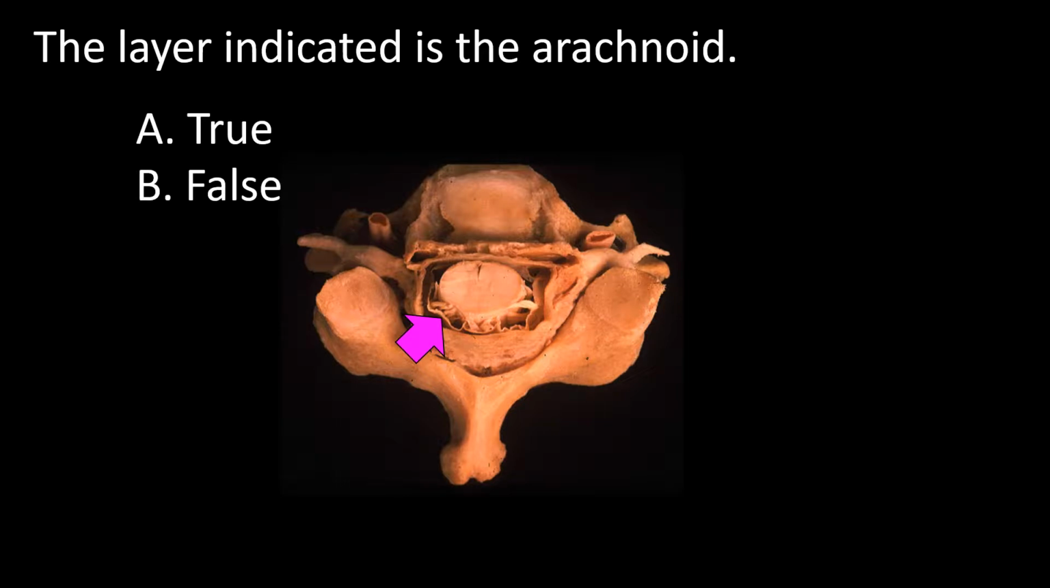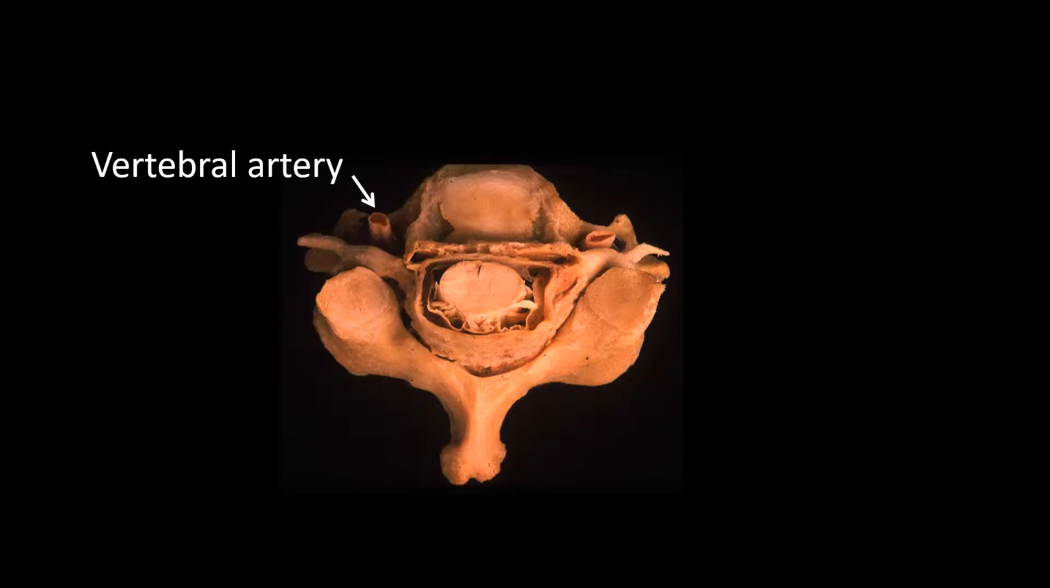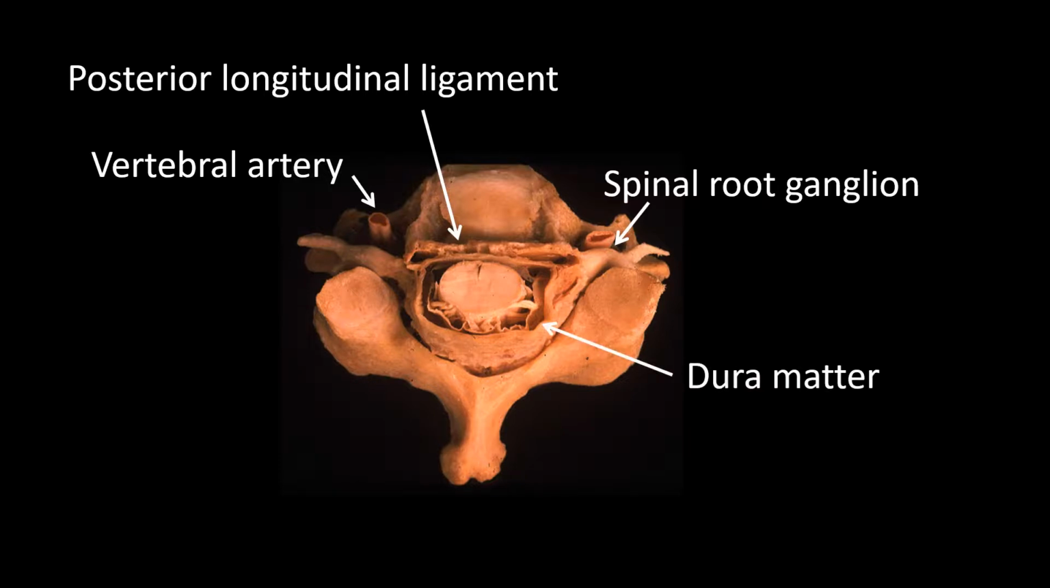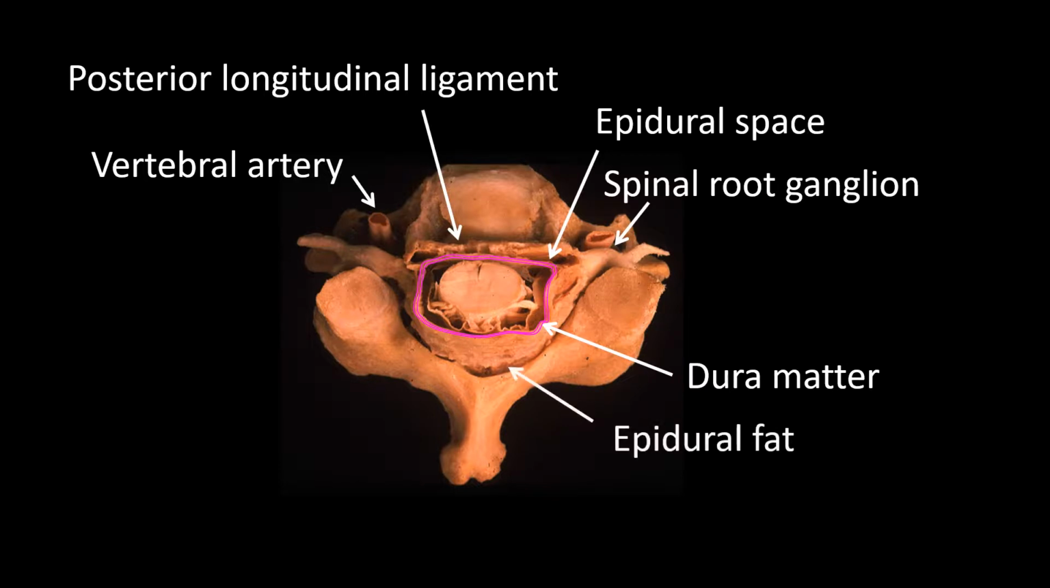The first question is, the layer indicated is the arachnoid, A true, B false. In this specimen, you can see the vertebral artery, the posterior ligament, a spinal root ganglion, dura mater, which I have now traced in magenta to make it easy to indicate the epidural space. In it, we find epidural fat and vessels.